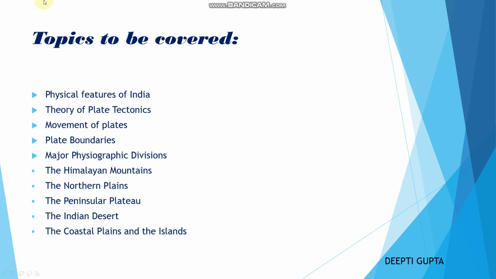The topics we will cover in this chapter are Physical Features of India, Theory of Plate Tectonics, Movement of Plates, Plate Boundaries, and Major Physiographic Divisions, in which we will have the Himalayan mountains, the northern plains, the peninsular plateau, the Indian desert, and the coastal plains and the islands.